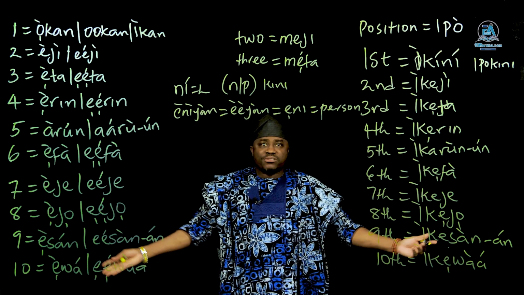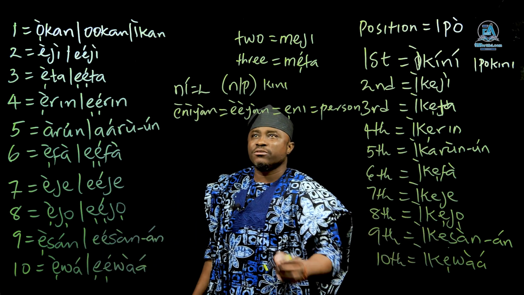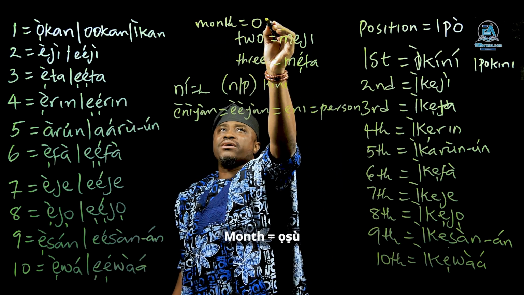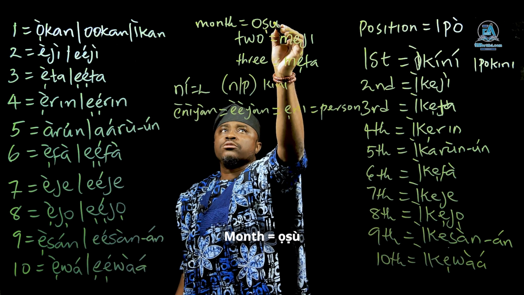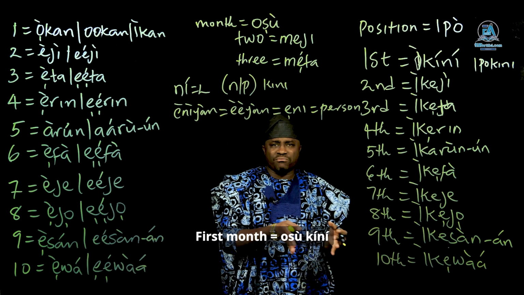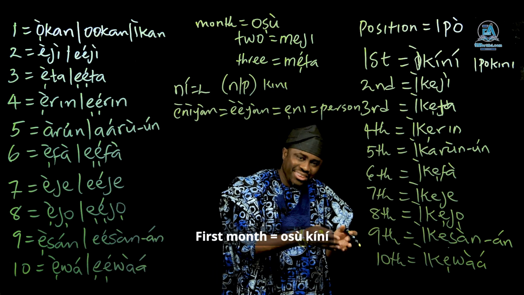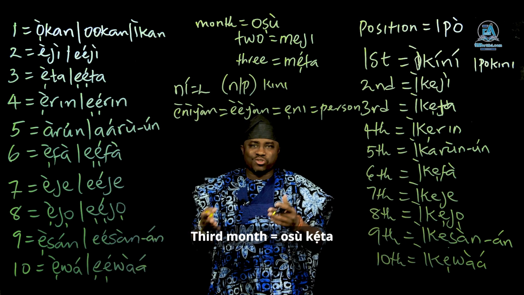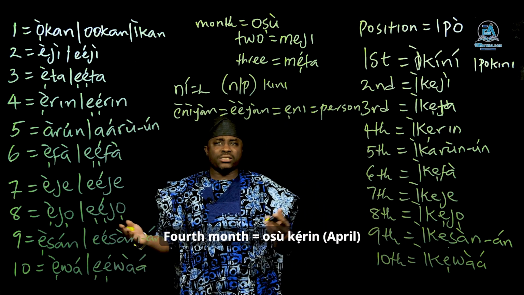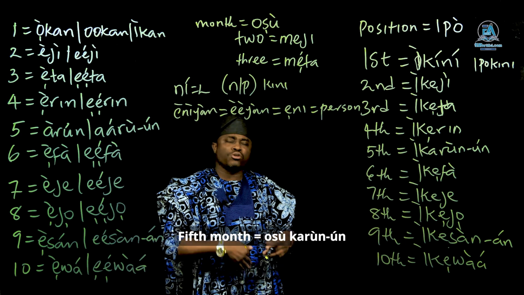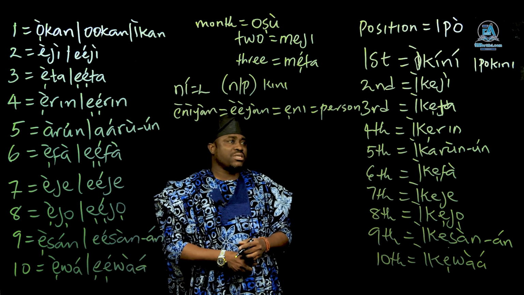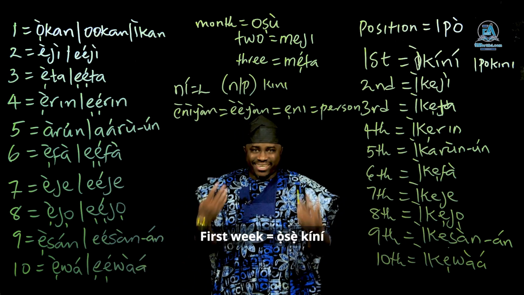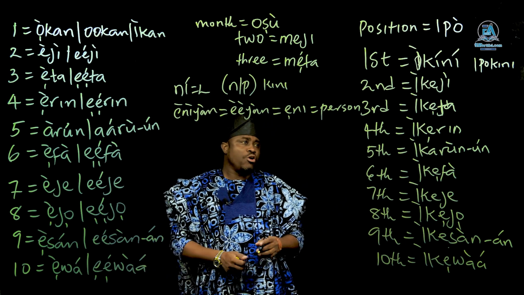If you want to talk about month, for example, month in Yoruba is oṣù. If you want to say first month, you say oṣù kíní. Second month, oṣù kejì. Third month, oṣù kẹta, oṣù kẹrin, which is April, oṣù karùn-ún. Week in Yoruba is ọ̀sẹ̀. So ọ̀sẹ̀ kíní, ọ̀sẹ̀ kejì. You just go on and on.